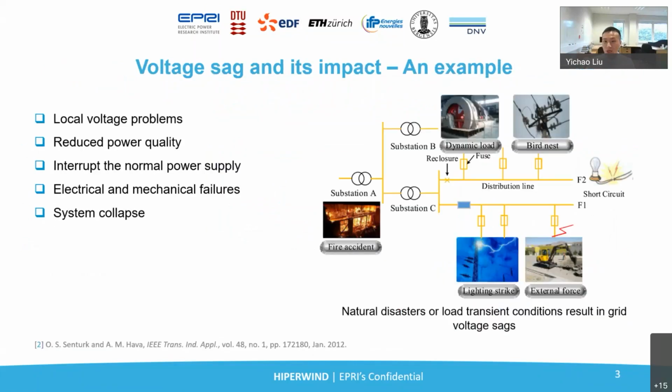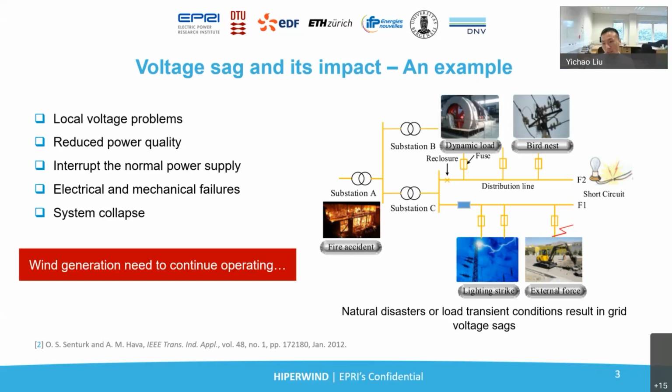So I'm trying to skip the details of the voltage stability here, but what I want to stress is that the disconnection of the wind generation in a grid event disturbance is not preferred because it will lead to local voltage problems and reduce the power quality. So the wind turbine is no longer expected to be disconnected in the event of a grid disturbance. It is very important to keep the wind generation continuing to operate. This is the reason why we need the analysis.